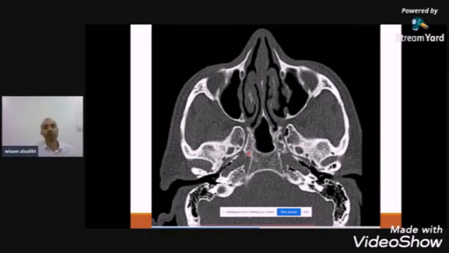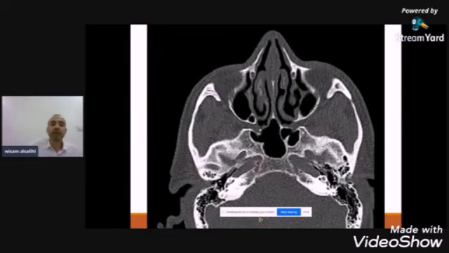More superior view shows the Vidian canal, pterygopalatine fossa, infratemporal fossa, and pterygomaxillary fissure. And the septum bifid posteriorly into two parts. And this is the clivus. More superior, we see the pterygopalatine fossa, bilateral, very clear. This is the nasolacrimal duct.